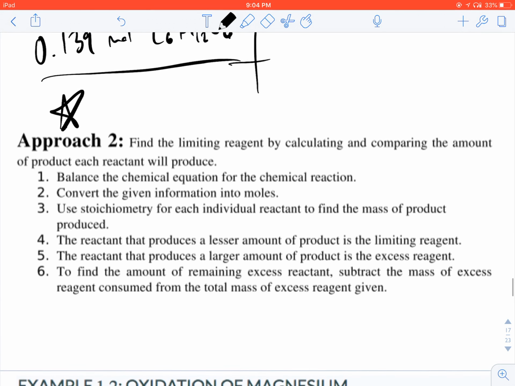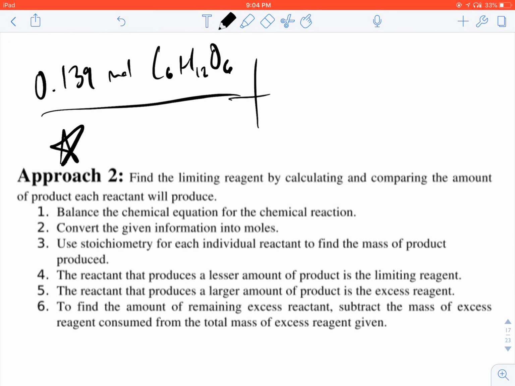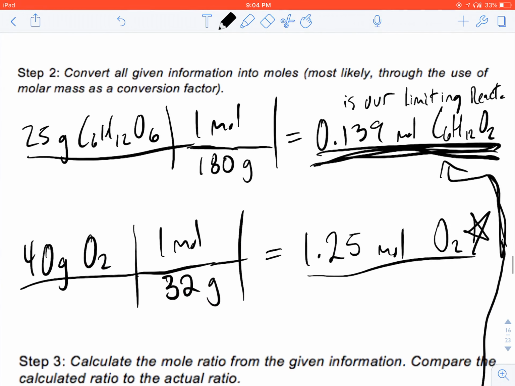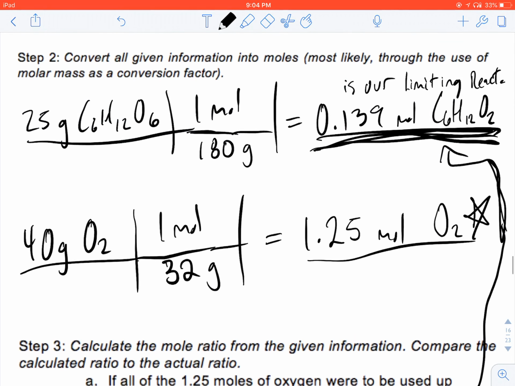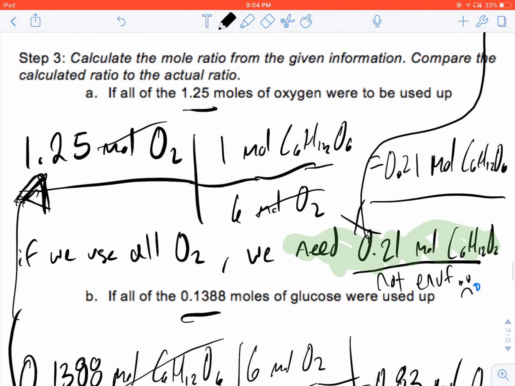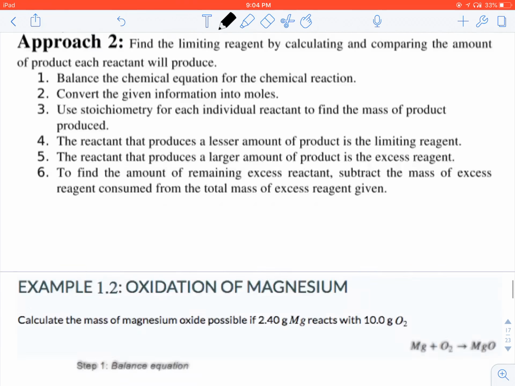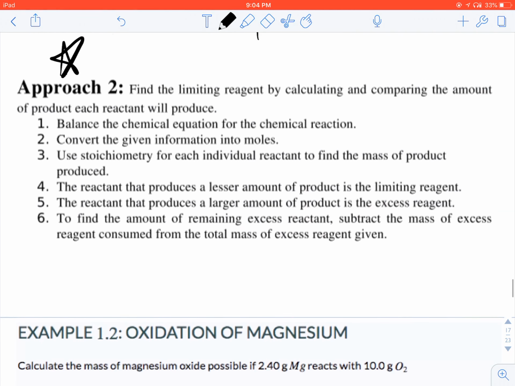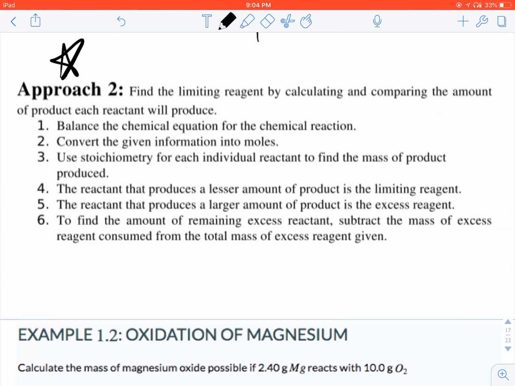Because instead of comparing the amounts of reactants that we have, so instead of doing this step 2 and this step 3 here, what we do is just assume we have enough of the other reactant while testing the amount of the first reactant. And you kind of see what I mean by that when we're doing this problem. And you'll see what I mean by it more directly gets to our answer. Okay, so here's approach 2 again, and we're going to go through these steps together.